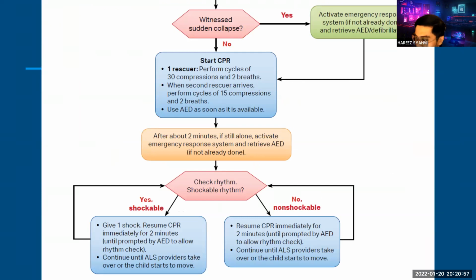And when the second rescuer arrives, he can do 15 compressions and 2 breaths. Use the AED as soon as possible, when it is available. After about 2 minutes, if still alone, activate the emergency response system and retrieve the AED if not already done. And when the rescuer has the AED, he needs to place it on the chest to check the rhythm, whether the rhythm is shockable or not.